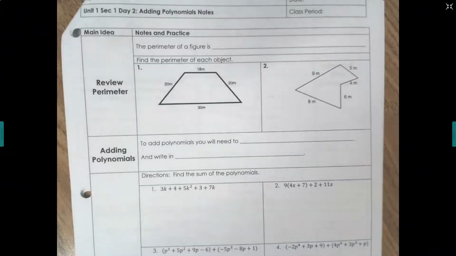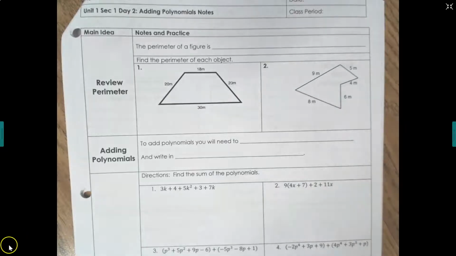This video on adding polynomials. By the end of this video, you should be able to identify like terms, combine like terms, use addition to combine polynomial expressions, and use addition to find the perimeter of a polynomial figure. All right, so let's take a look.